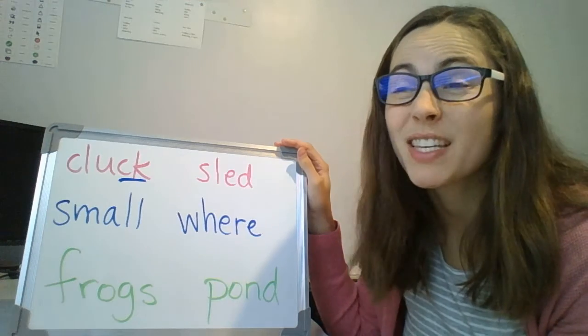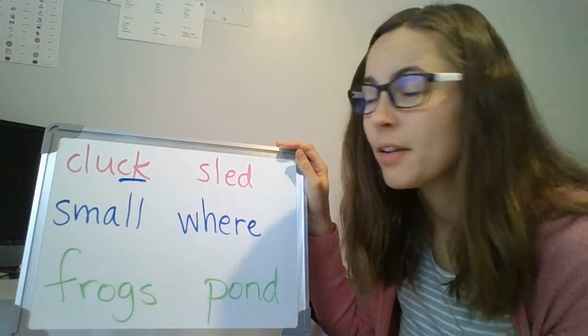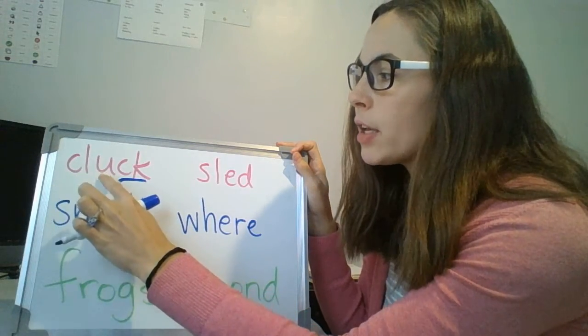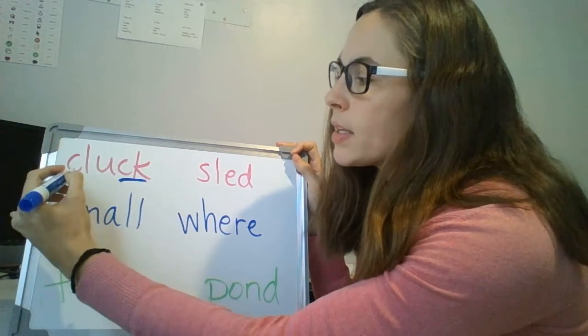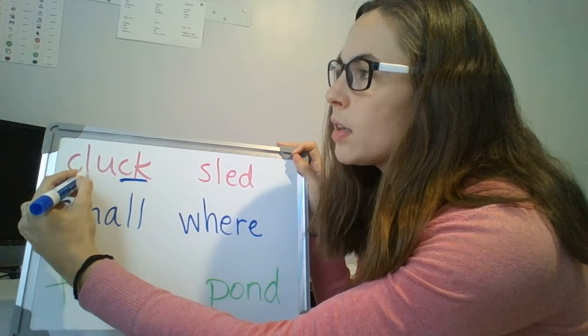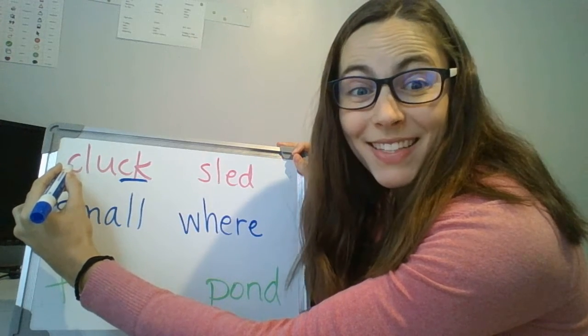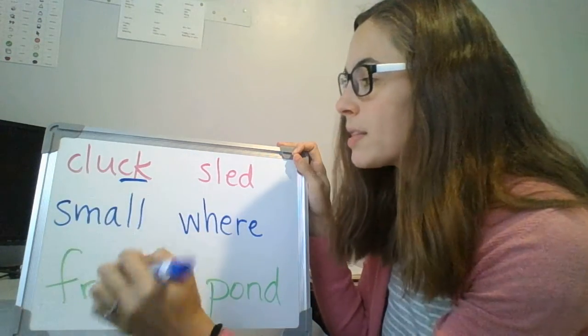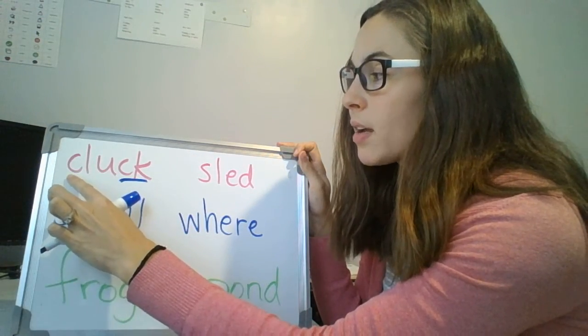CK, I know CK makes one sound together: K. Okay, now I have CL and U. Well, let's see. C and L: K, L. I can blend that together. Cool. Good. Now I just have my vowel sound. Let's segment and blend it.